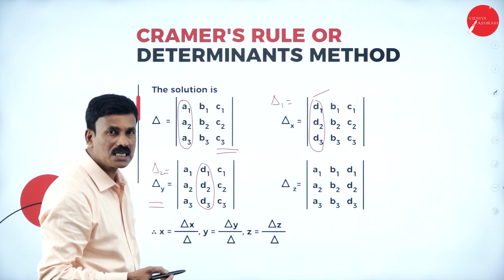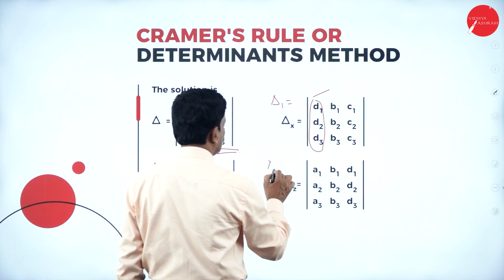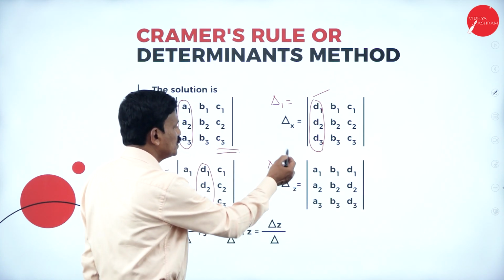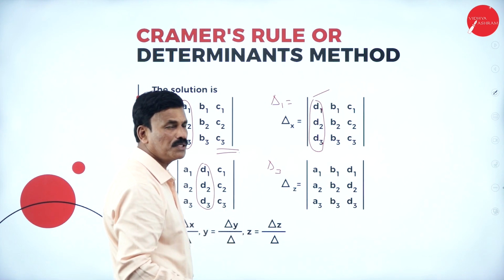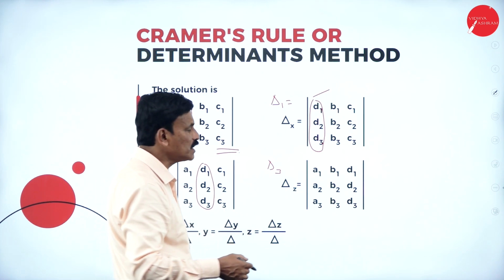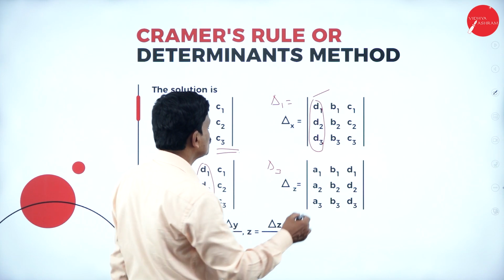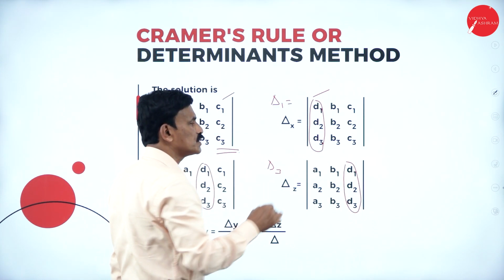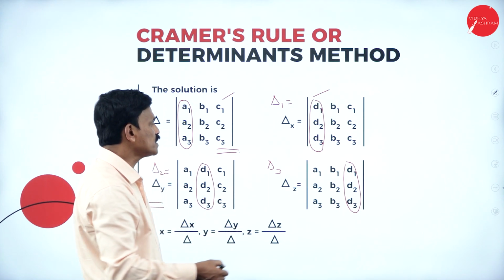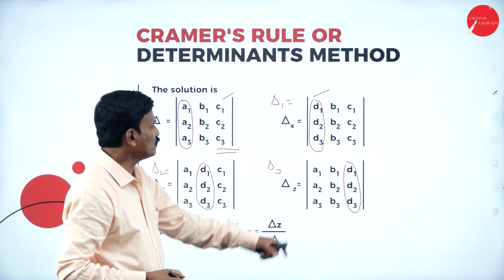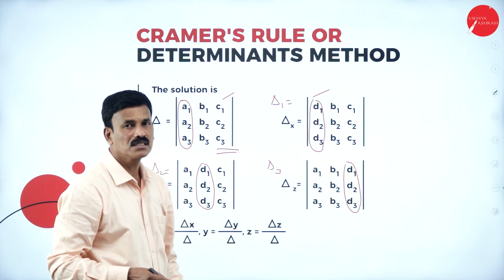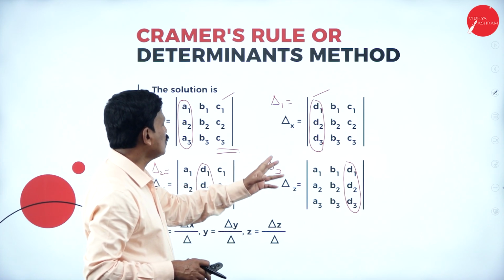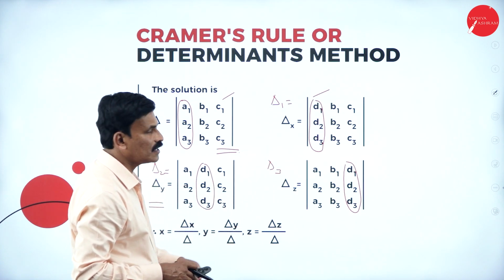And the last one is delta z, or delta 3. For this delta z, the first and second columns A1, A2, A3 and B1, B2, B3 are the same, and the third column C1, C2, C3 is replaced by D1, D2 and D3. That will give the value of delta z. So we have delta, delta 1 or delta x, delta 2 or delta y, and delta 3 or delta z.